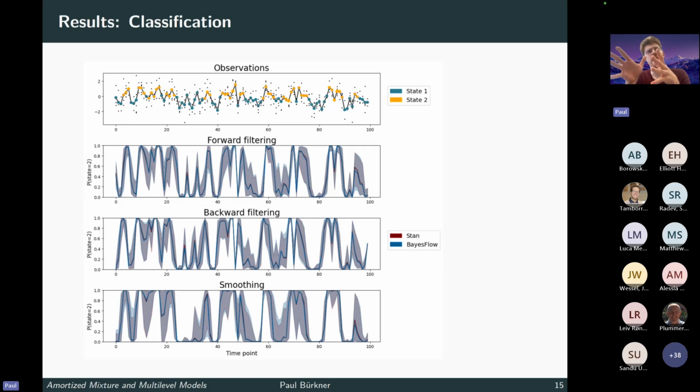Okay. So that would bring us to multi-level models, where we are going to see similar ideas at work. Are there any questions so far?